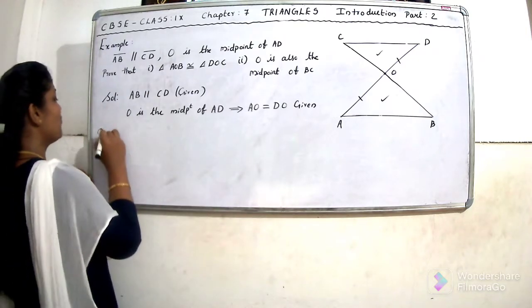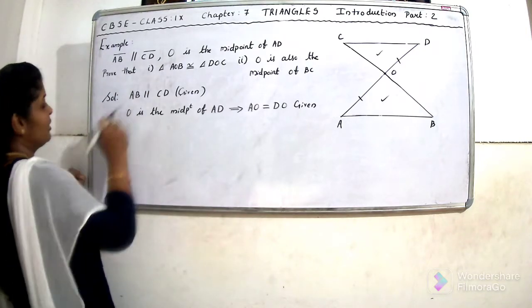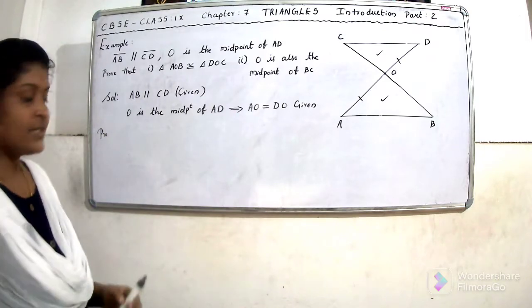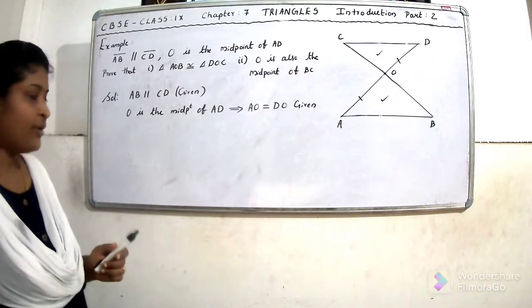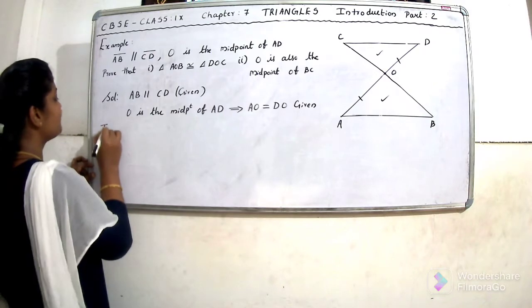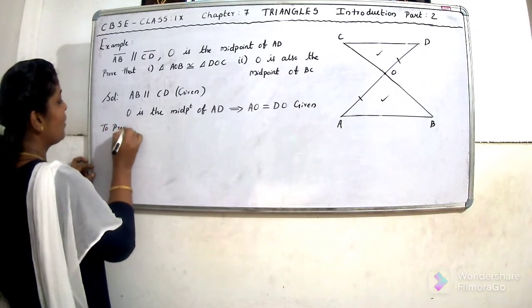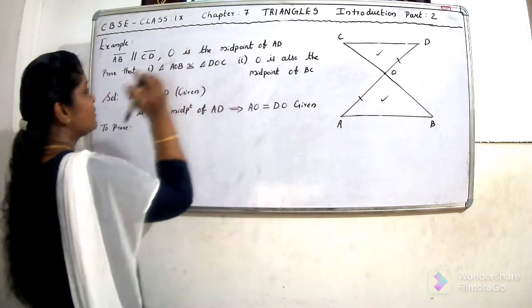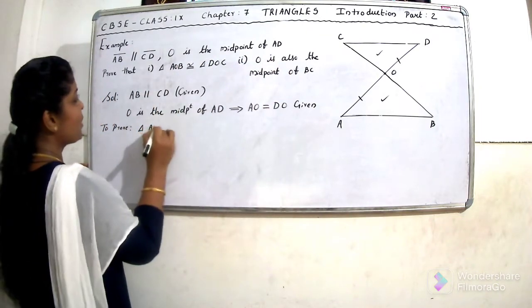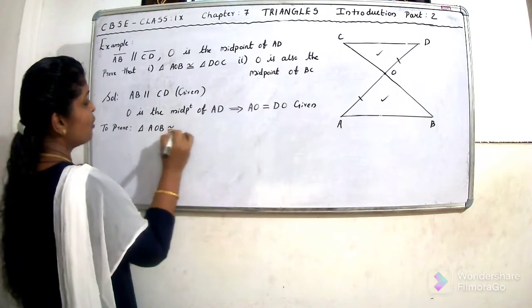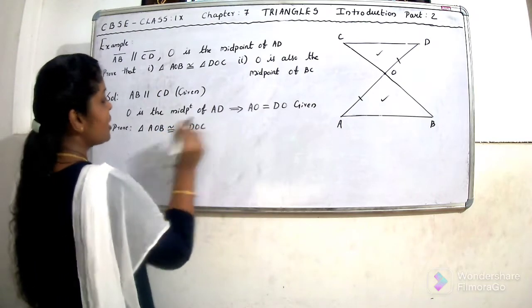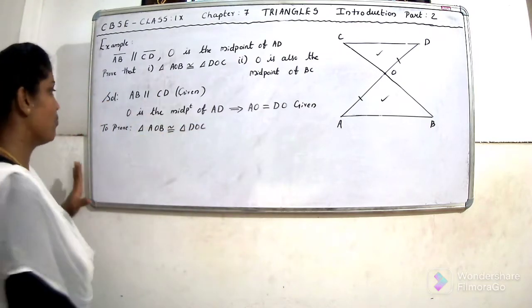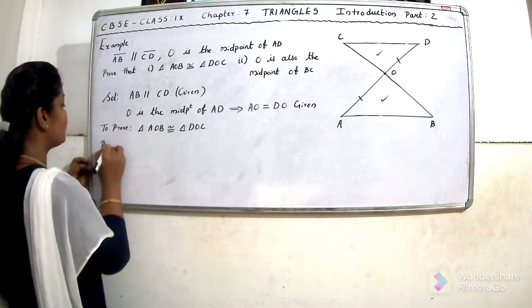Before that, whatever we have to prove, that also we can write, no problem. So, to prove: what we have to prove? For these two. First, we are taking triangle AOB is congruent to triangle DOC. This we have to prove first. Now we are starting the proof.